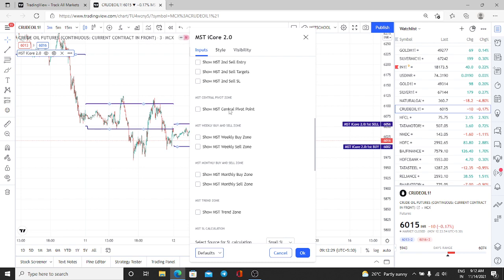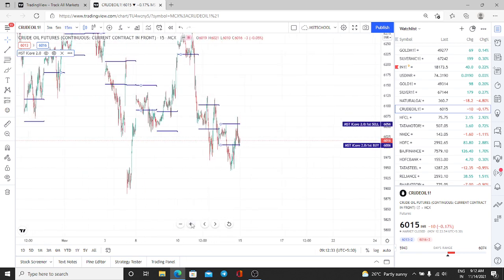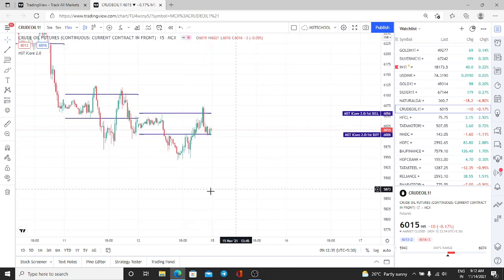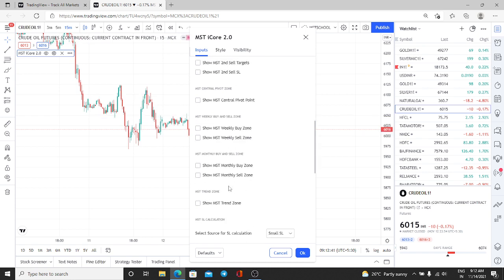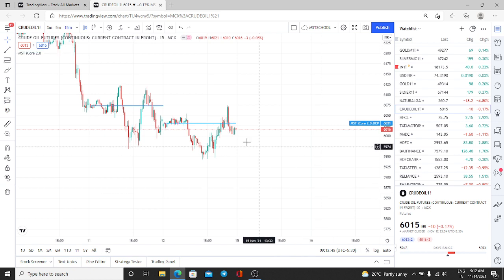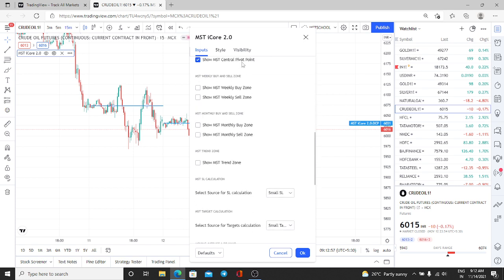And this is the MST central pivot point. This is not the normal pivot point, this is separate. It is based on our strategy pivot point. Okay, this is the midpoint. We can say it is the midpoint. If it is trading below the line, you can go for the sell. If it is going above the line, you can go for the buy. These are the extra features we have given. It is not included in the strategy.